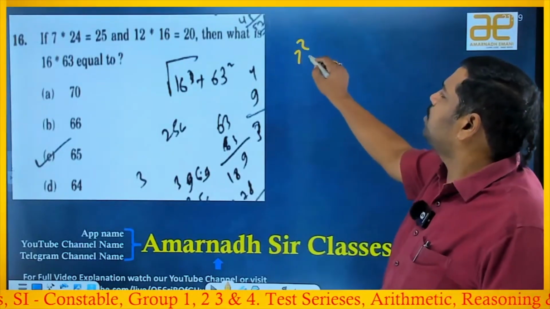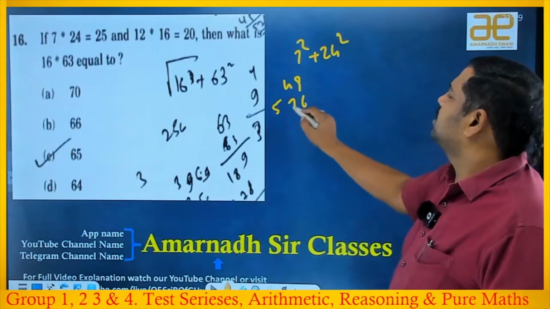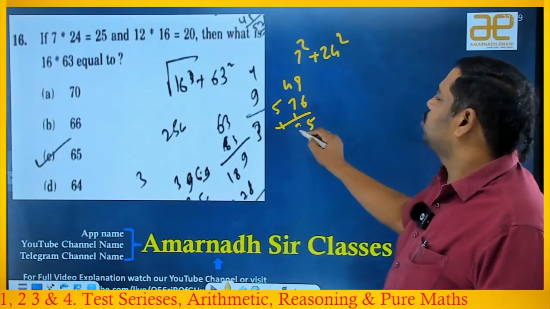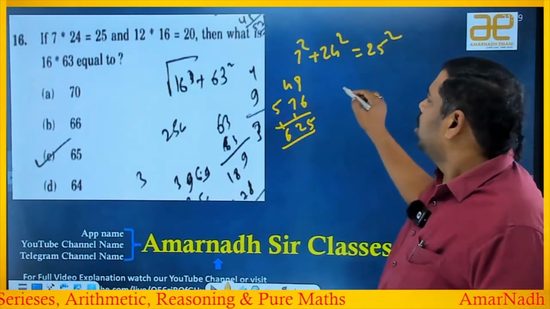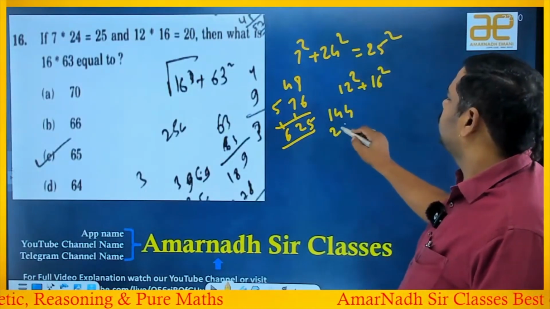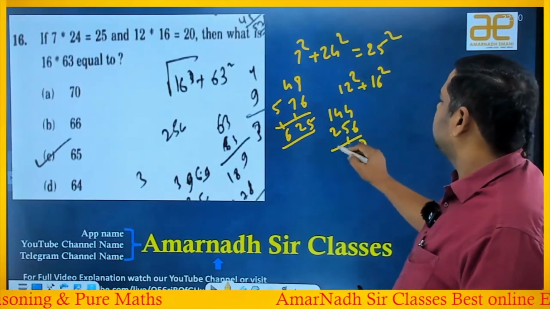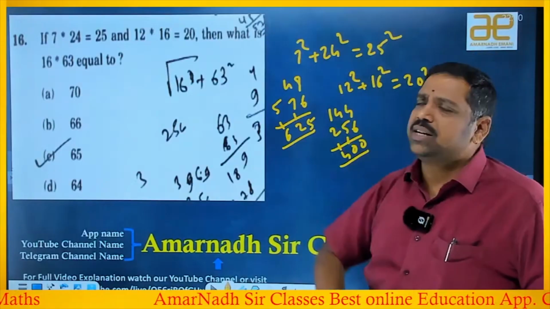Okay, 7 square plus 24 square if you take. 7 square is 49, 24 square is 576, and the sum is 625, nothing but 25 square. 12 square plus 16 square if you take: 12 square is 144 and 16 square is 256. The sum is 400. 400 means 20 square. Means he gave Pythagorean triplets.